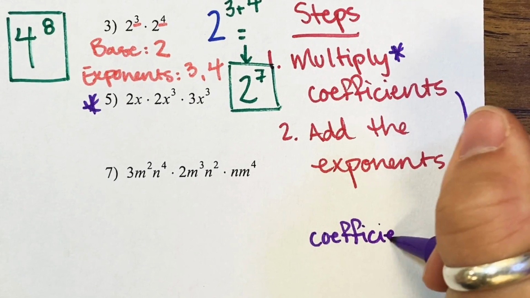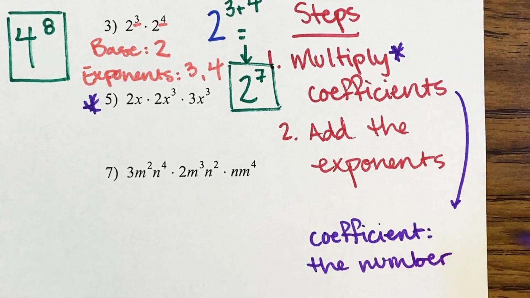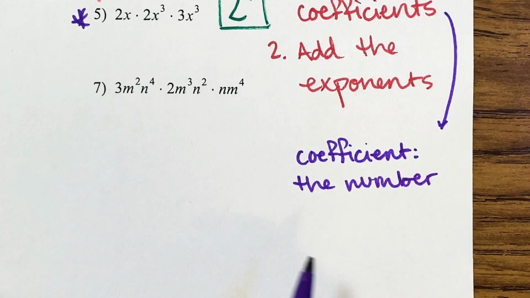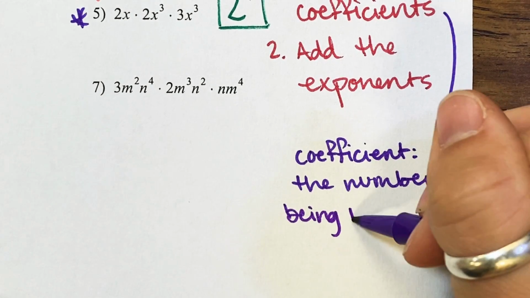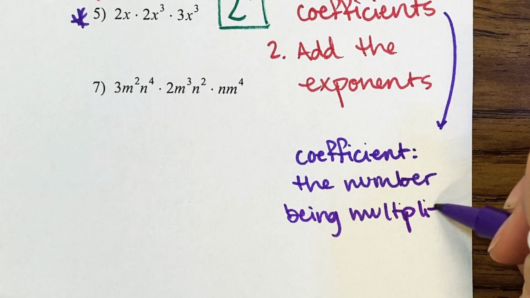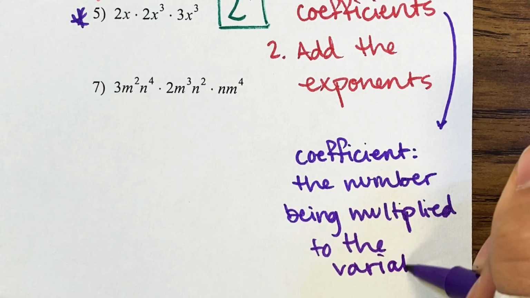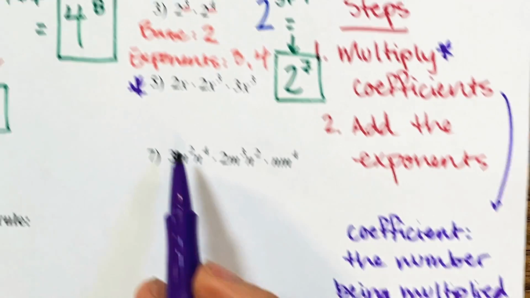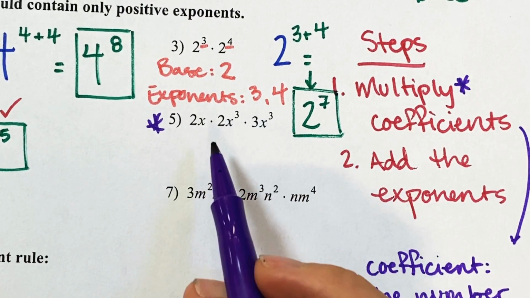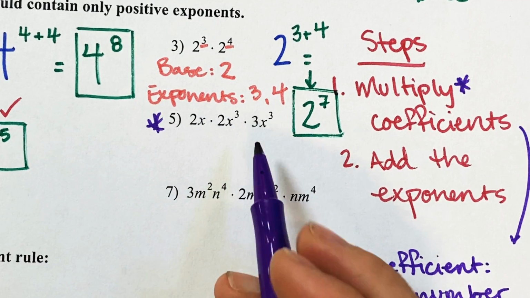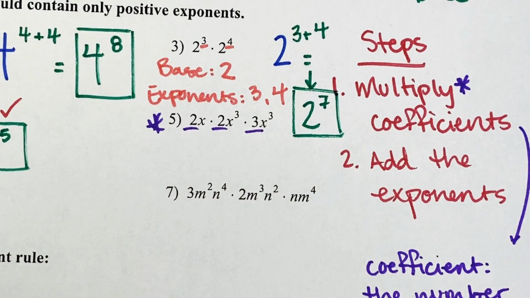Coefficient is the number that's right in front of the variable. So that means it's being multiplied. The number being multiplied to the variable, meaning it's the number right in front of the variable or the letter. Okay, so right here I can see that there are actually 3 coefficients here, 3 numbers that are right in front of these variables, these x's. So I have 2, a 2, and a 3. Okay, those are my coefficients.